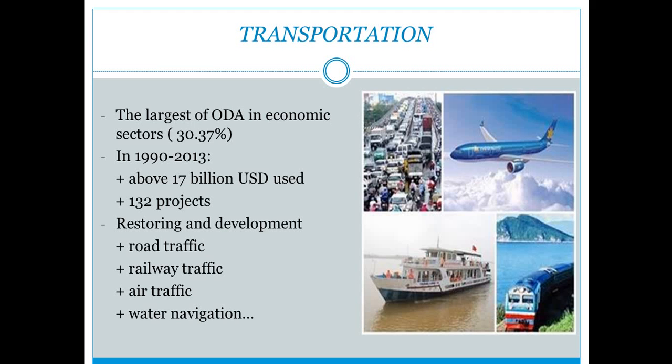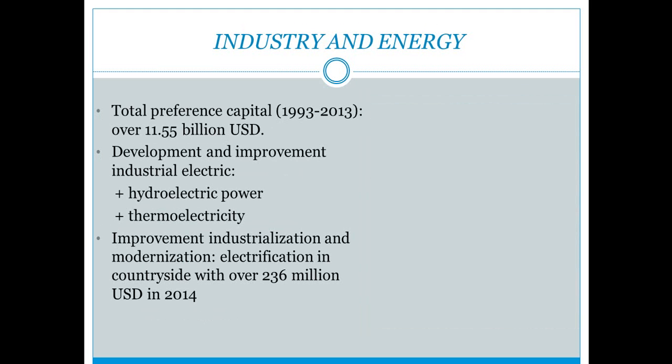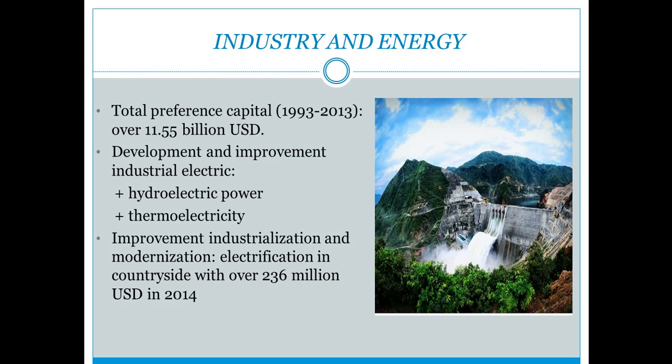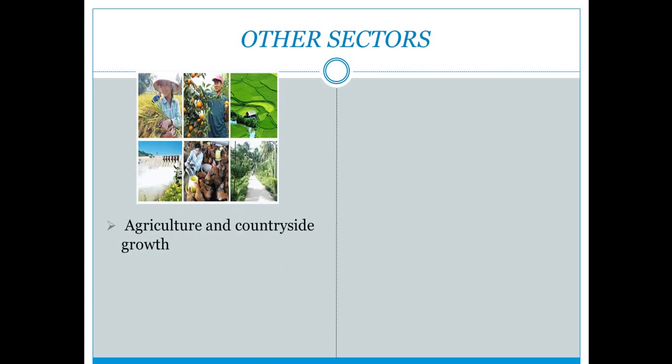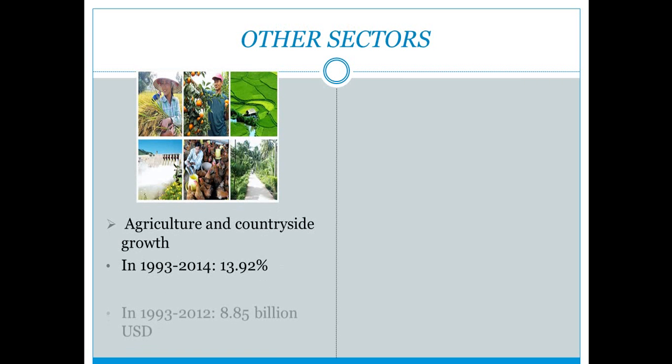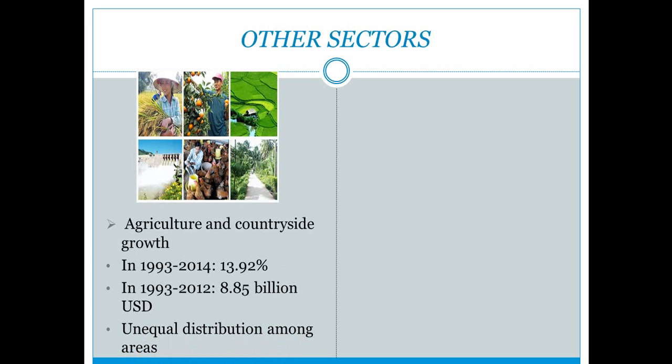And secondly, industry and energy. This is 19.80% of total ODA structure from 1993 to 2014, with 11.55 billion USD. Based on ODA capital, the government has developed and improved the national electric industry, improving industrialization and modernization. The next is agriculture and countryside growth, the third economic sector, with 13.92% of ODA in 1993 to 2014, which is 8.85 billion USD from 1993 to 2012, an unequal distribution among areas. ODA has helped develop agricultural production and change the performance of the countryside.